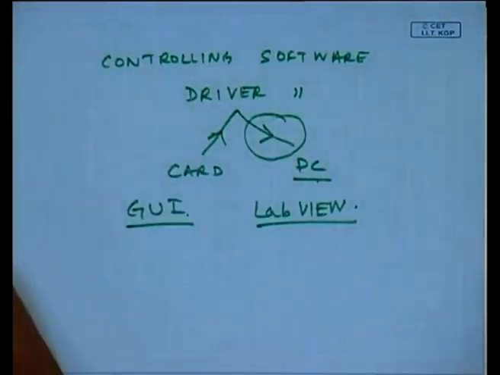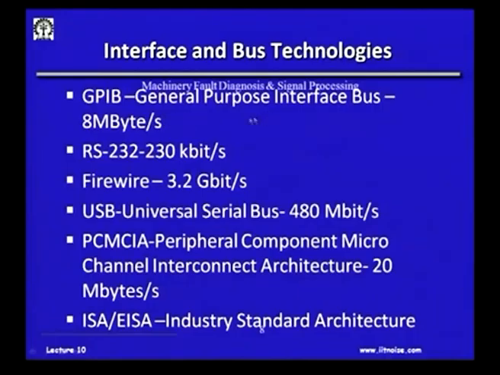So, traditionally there have been many technologies for transferring this data. One is the GPIB, known as the general purpose interface bus, and it used to have an 8 megabytes per second transfer rate. The traditional serial port communication, RS-232, has a much slower rate of data transfer. These are all digital data transfers, 230 kilobit per second. Of course, recently there is FireWire, which you will see in a lot of Macs etc., with very high speed transmission, 3.2 gigabit per second.